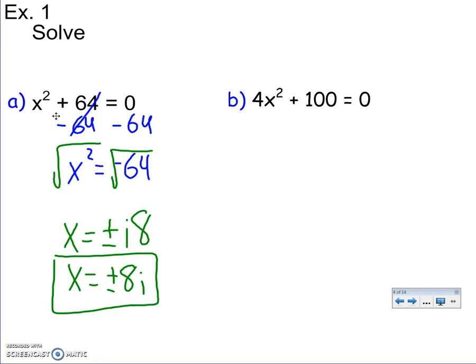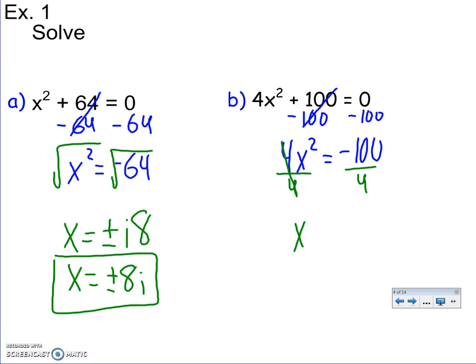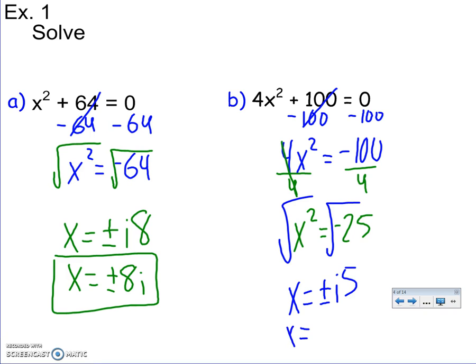On the other one, I need to get x squared by itself, so I'm going to subtract 100 from both sides. So I'm just left with 4x squared equals negative 100. Then I need to divide by 4. So x squared equals negative 25. Oh, hey, there it is again. Square root both sides. So x equals, when we square root something, you must have positive and negative. And remember, square root of negative, it has to have i. Square root of 25, just 5. So that's really x equals positive or negative 5i, like before. So that is the square root property.